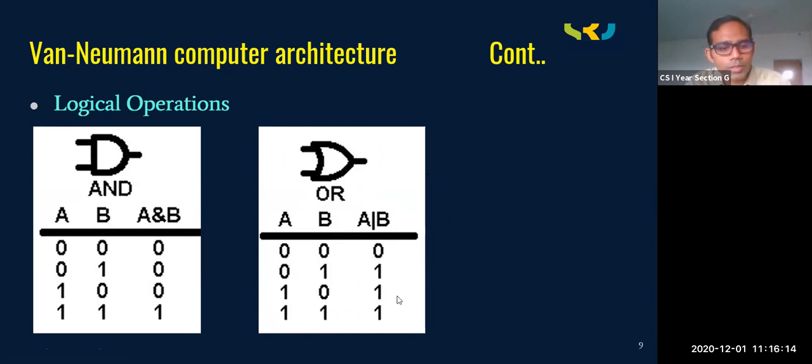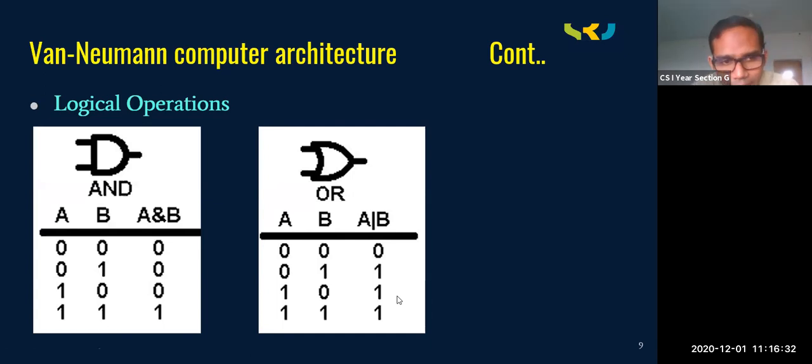0 or 0 is only 0 and the rest are true. Rest are ones. 0 or 1 is 1, 1 or 0 is 1, 1 or 1 is 1. Okay, only 0 or 0 is 0.